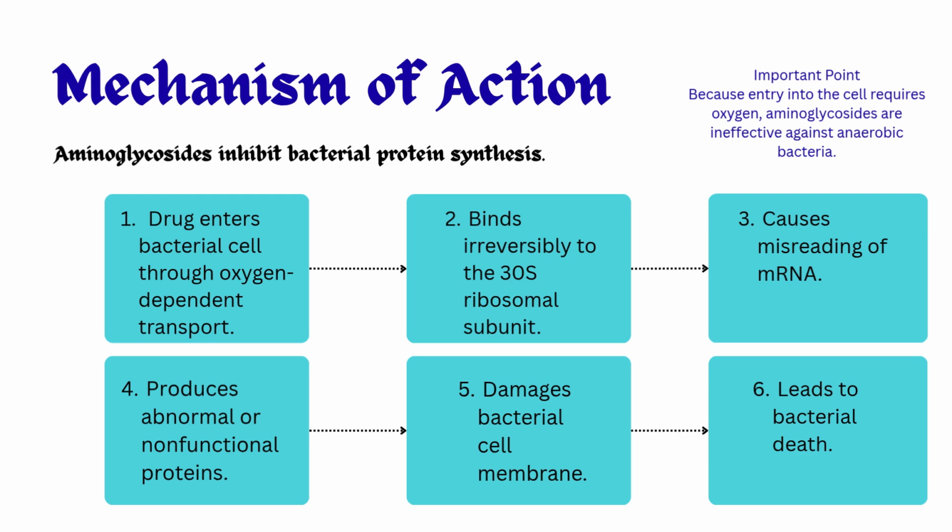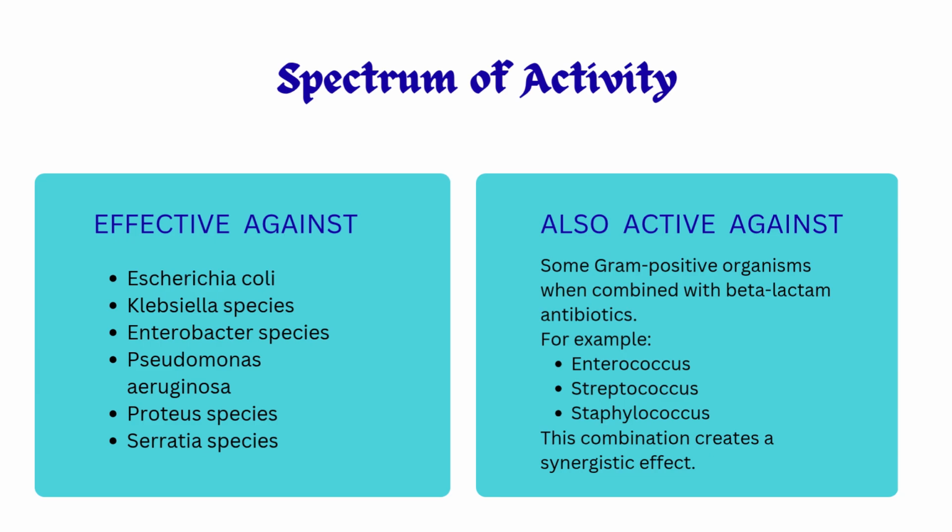Step 6. Bacterial cell death. Ultimately, the combined effects of defective protein synthesis and membrane damage lead to irreversible bacterial injury and cell death. Therefore, aminoglycosides are classified as bactericidal antibiotics. Aminoglycosides are primarily active against aerobic gram-negative bacteria and are commonly used to treat serious infections caused by these organisms.